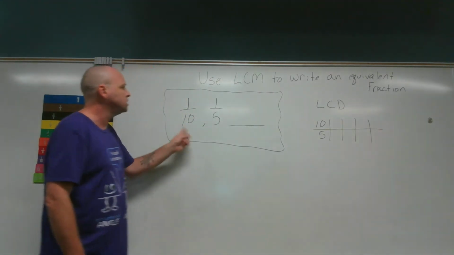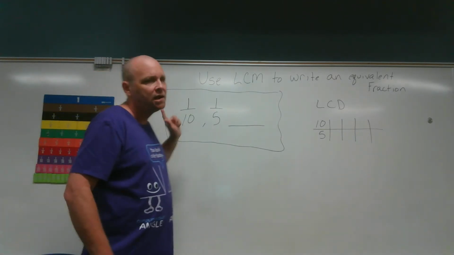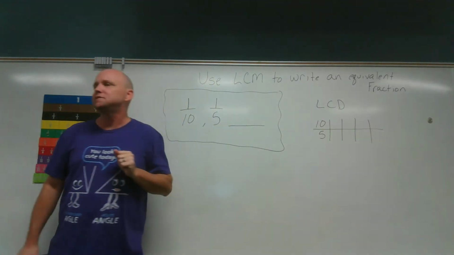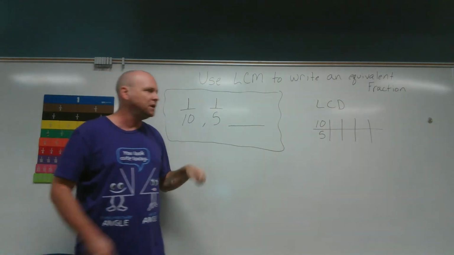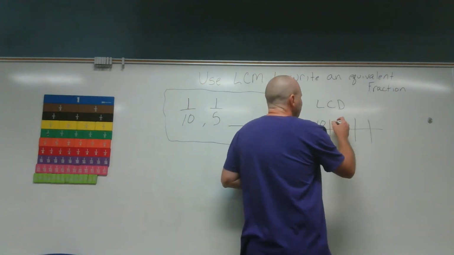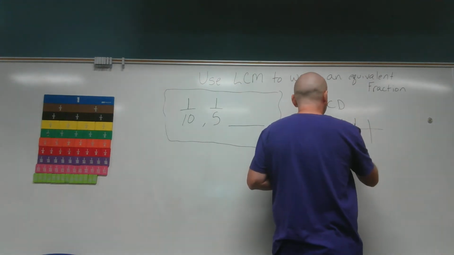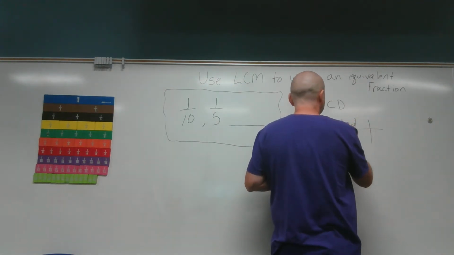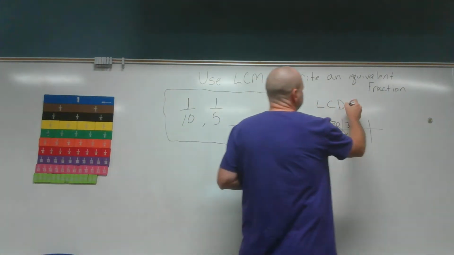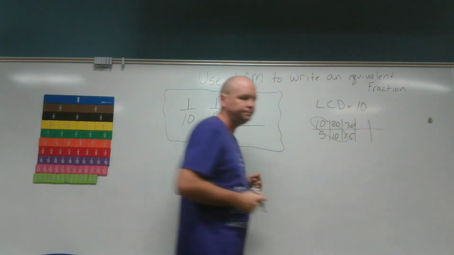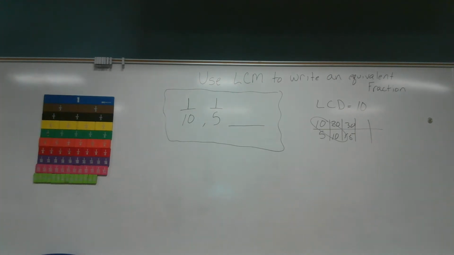All right, so my 2 denominators, 10 and 5. I'm going to list some multiples, and I'm going to list them until I find the least common multiple of my denominators. 10, 20, 30. Most of the time you can figure it out. Oh, boom, 10. So my least common denominator is 10.